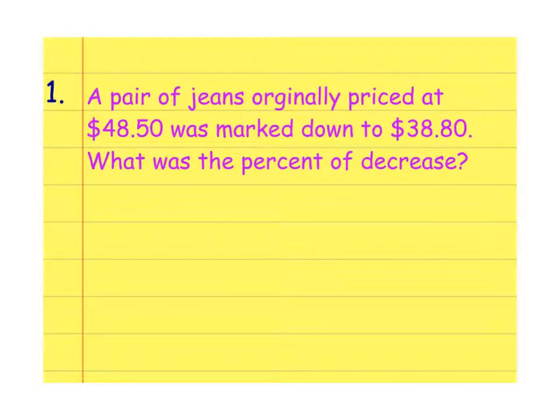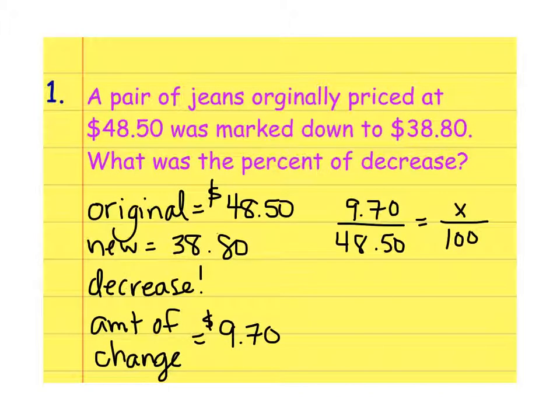All right, a pair of jeans was originally priced at $48.50, and it was marked down to $38.80. What was the percent of decrease? So, try it, please. And pause it, because I'm going to write it out while it's paused, and it's going to just pop right in. You better hurry up and pause it before you see the answer. Here you go. And there's your proportion.